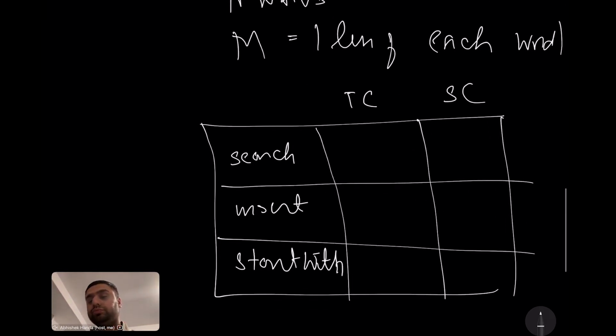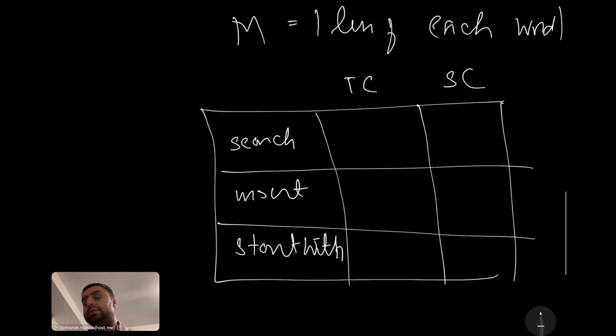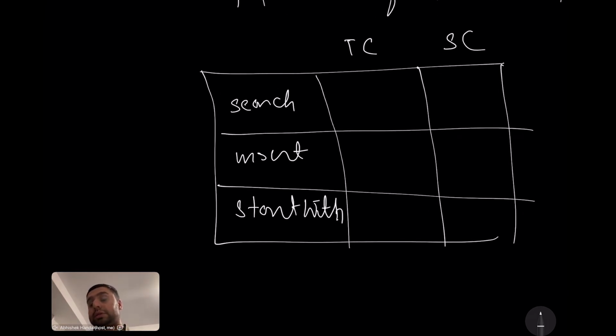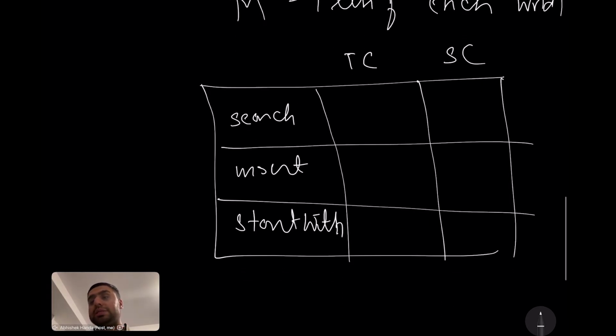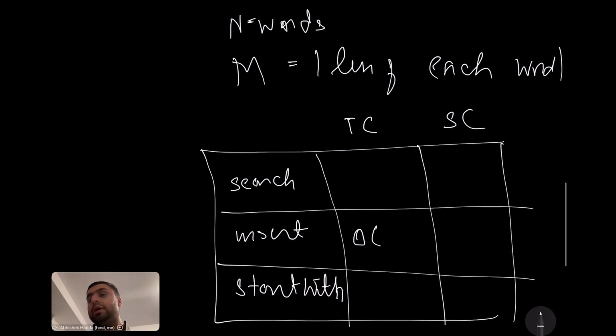What are the values for them? So let's start with insert. I want to insert n words in the trie, right? And on an average the length of each is m. So the time complexity is roughly O of n times m, right?